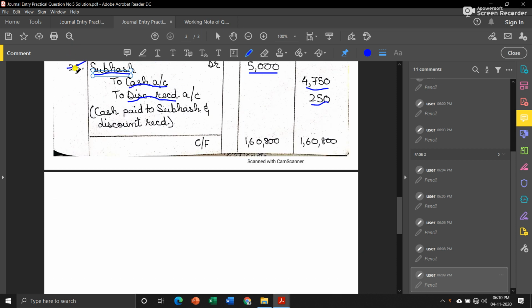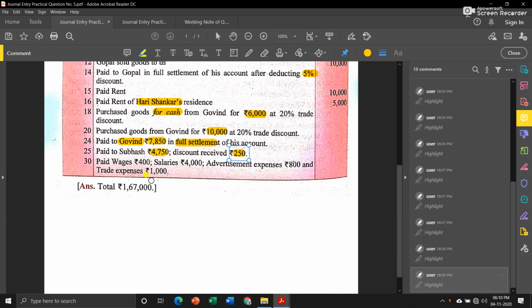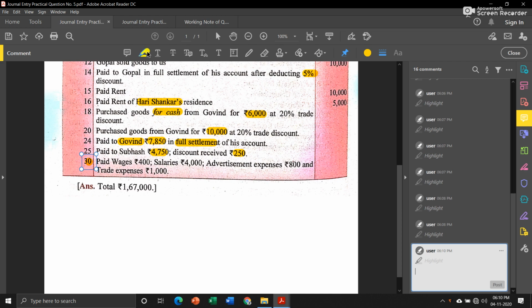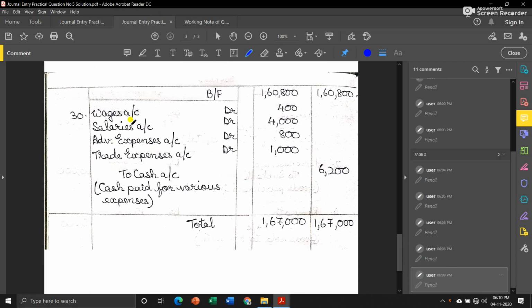Okay, now let us see the last transaction. Paid wages 400, salaries 4,000, advertisement expenses 800, and trade expenses 1,000. Now for all these expenses we have paid cash, so you can say that cash is the common account involved with all these payments. So instead of passing different entries for all these payments, we will pass one compound journal entry, because all these transactions took place on the same date, that is date 30. So we will write a compound journal entry.